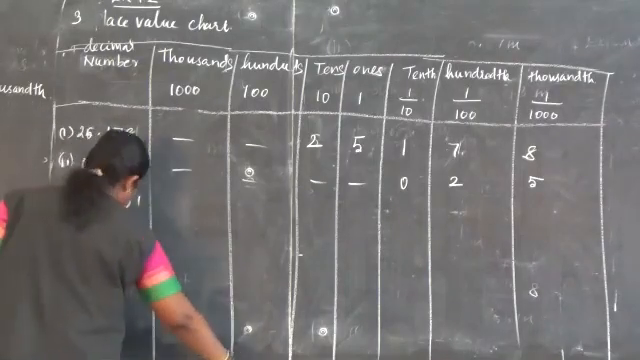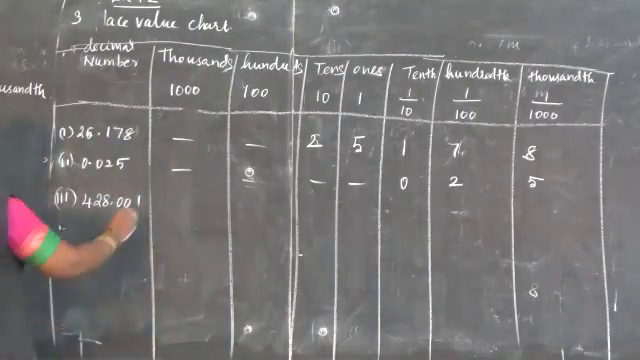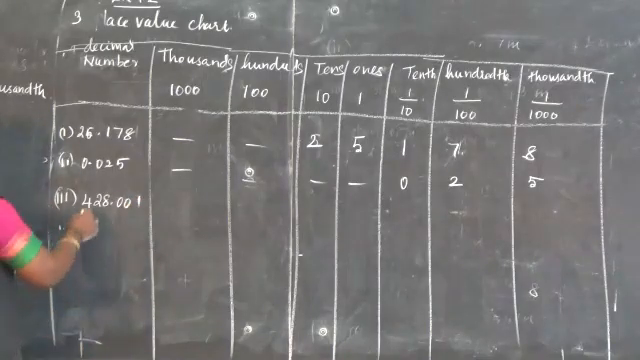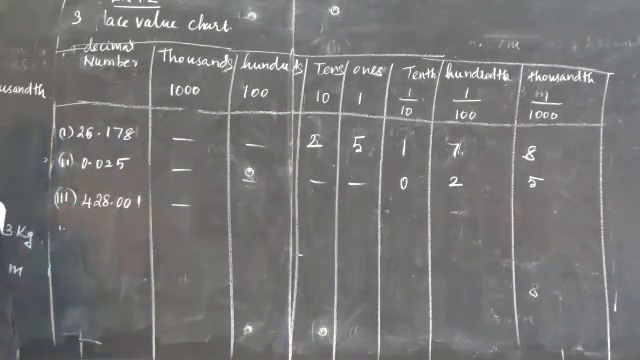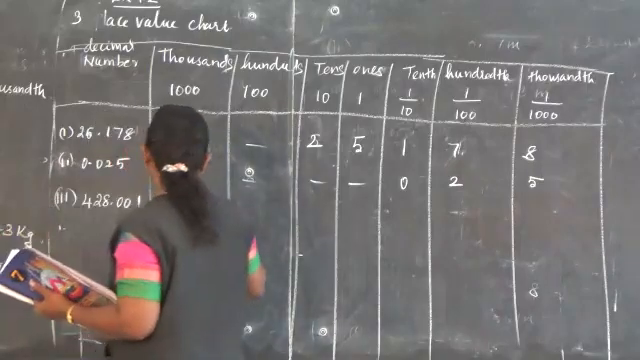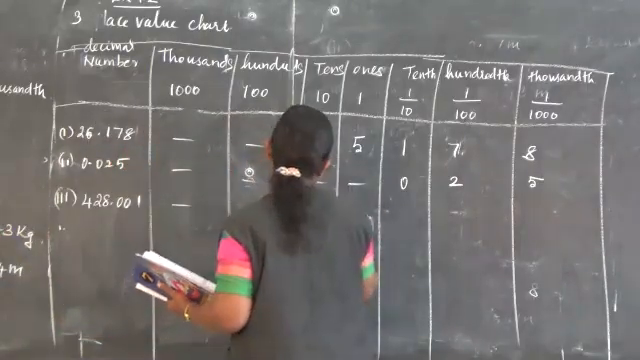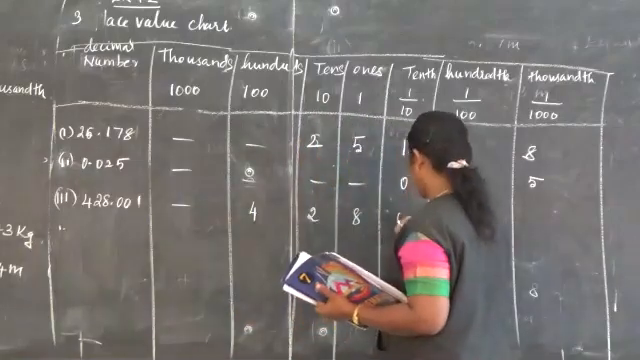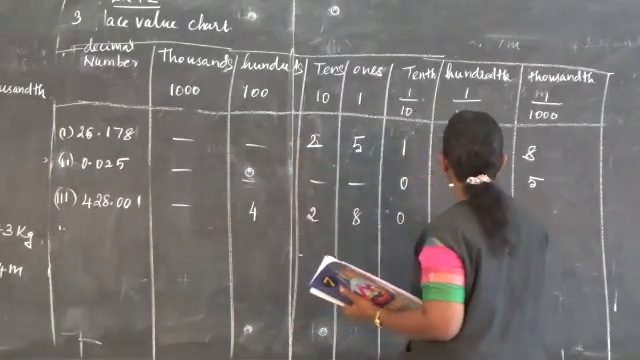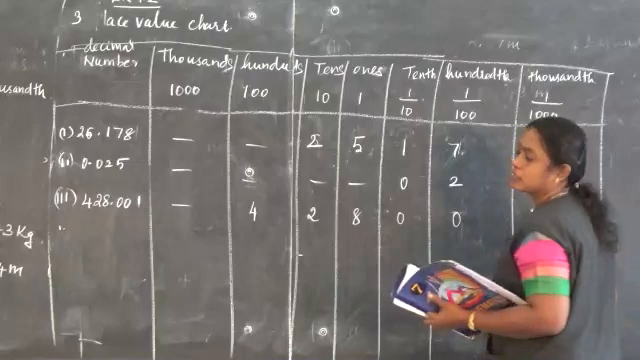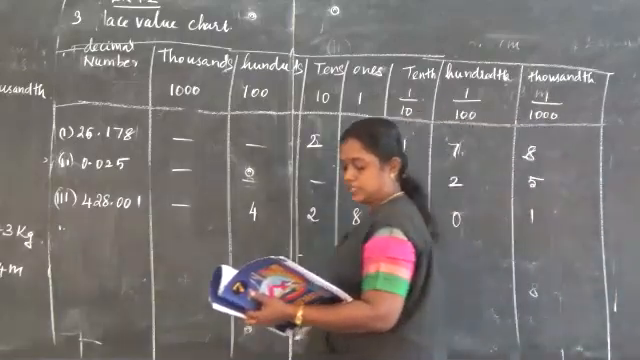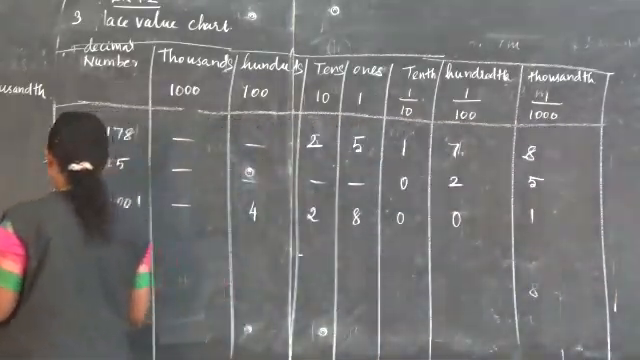428.001. Here no thousands. So I'm keeping a dash. 4 hundreds, 2 tens, 8 ones, 0 tenths, 0 hundredths, 1 thousandth. Come to that fourth subdivision.